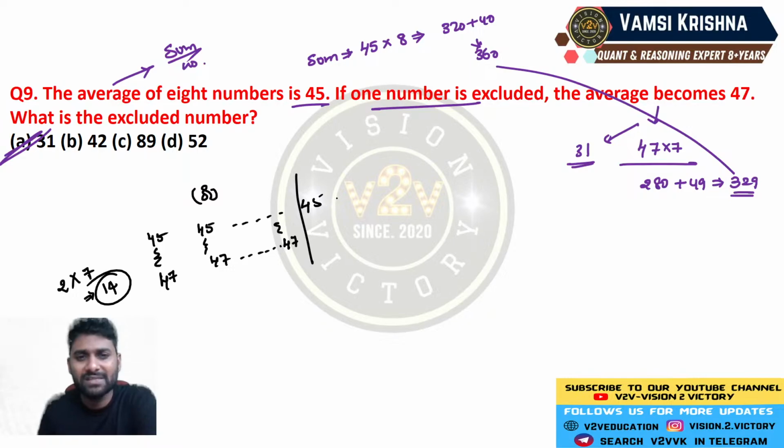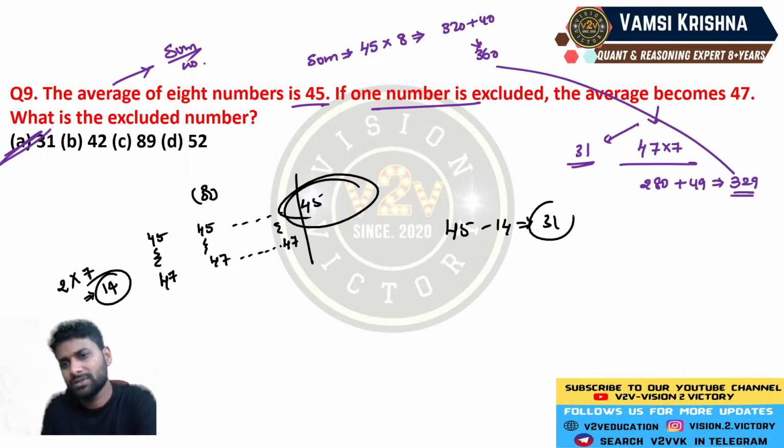Now whatever the average, it reduces from 45. So 45 minus 14 is exactly equal to 31. You can solve it in this way. See, if you understand the concept of averages, then you can save your time too.